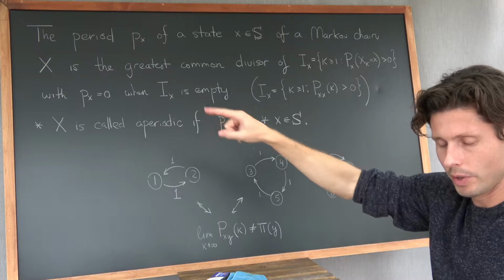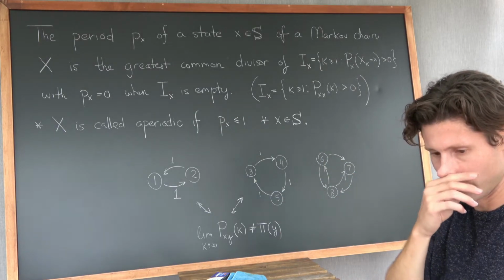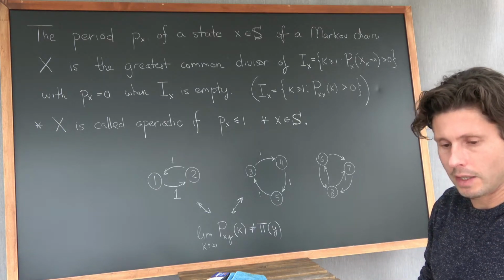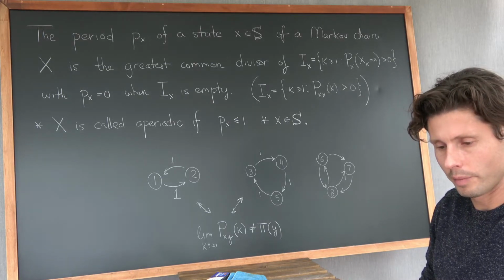Now, it's possible for the set to be empty, meaning that there's no way to return to a state. We just saw an example of this on the previous clip, where you leave a state and you just never return to it. And in that case, the period is defined to be 0, for lack of a better number.